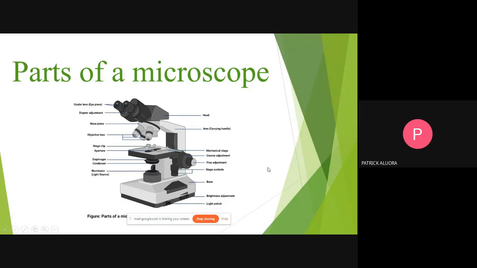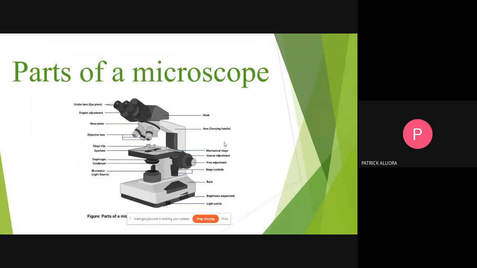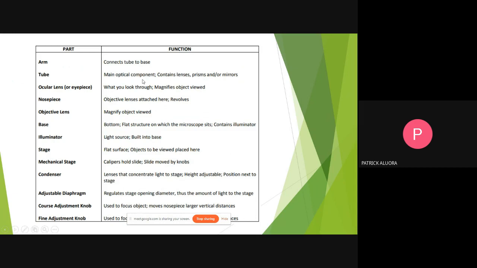In the next part, we'll describe the functions of each part that we've seen. For example, you see the arm. It connects the tube to the base. Here is the base from the diagram. We also have the tube. It's the main part that contains the lenses and the mirrors. We also have the different objective lenses. The main function of the objective lens is to magnify the image, to make it appear larger.